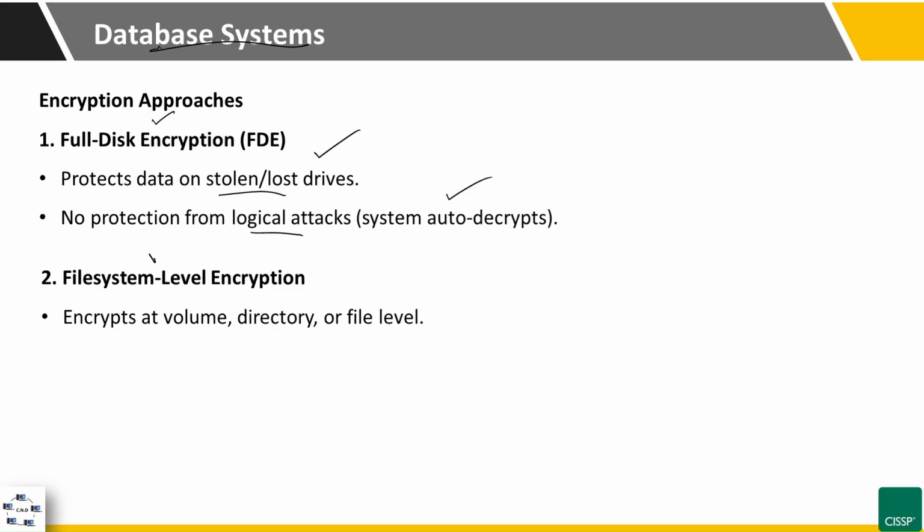Number two is file system level encryption, sometimes known as FLE. This encrypts at volume, directory, or file level. So this is again a granular or lower level. Full disk encryption is encrypting the whole disk, including all the data, files, directories, etc. While in file system level encryption, you can encrypt the data at file level as well as volume and directory level.